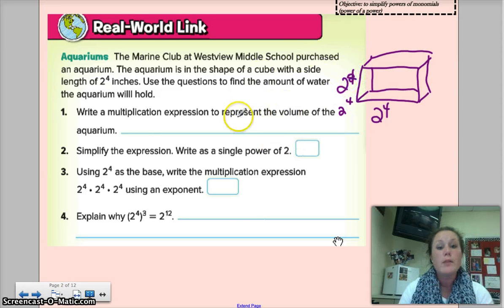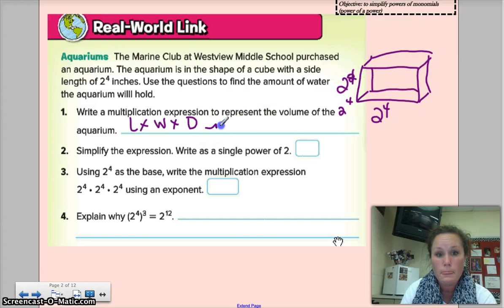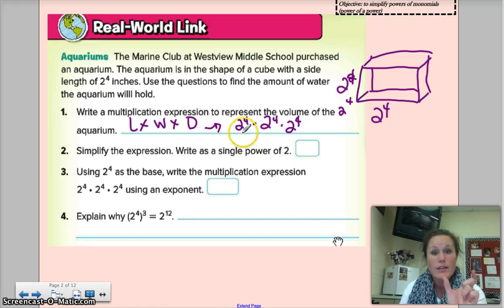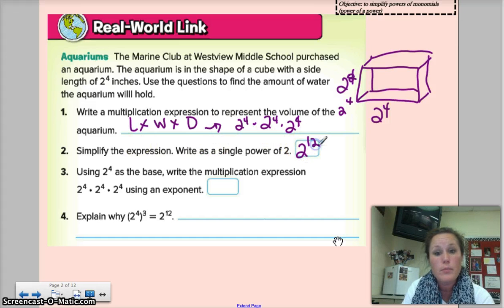All right, so it says write a multiplication expression to represent the volume of the aquarium. Well, we know that we're going to do length times width times depth. So I'm going to do 2 to the 4th times 2 to the 4th times 2 to the 4th. Then it says simplify the expression, write as a single power of 2. Well, we know that when we're multiplying with the same base, or the common base of 2, you add the exponents. So 4 plus 4 plus 4 is 12. So that's going to be 2 to the 12th power.